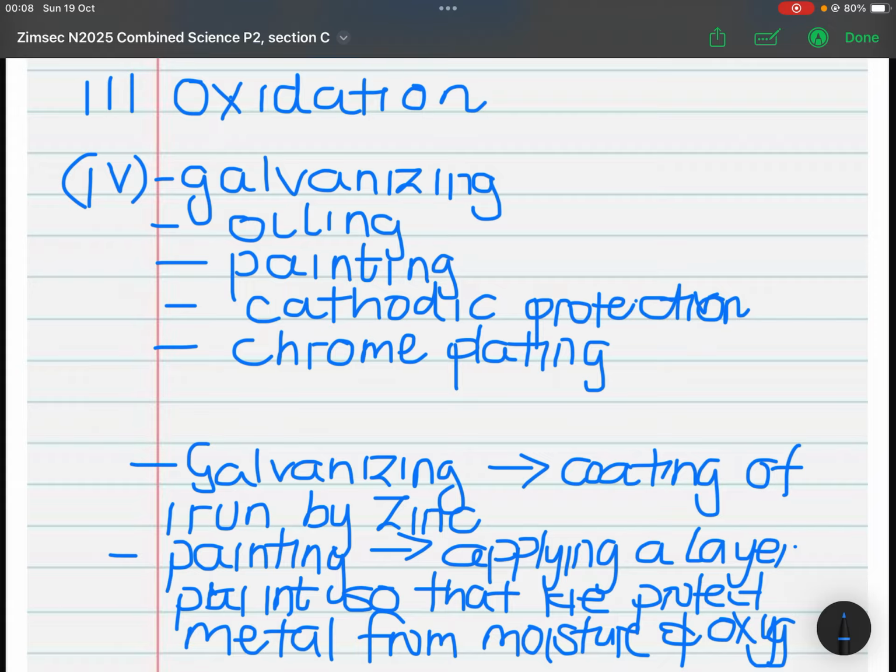And then the third one is oiling. We are applying a layer of oil or grease in order to prevent moisture from coming into contact with the metal. And then on chrome plating, we are electroplating a layer of chromium onto the metal in order to provide a protective layer. And then on cathodic protection, we are using a more reactive metal like magnesium to sacrificially protect the metal from corrosion. And then we need to proceed to the next question.